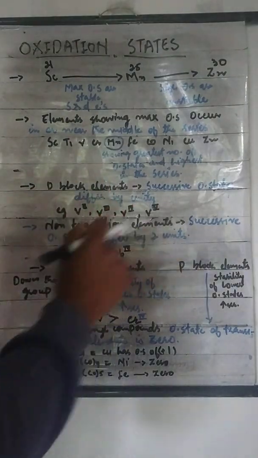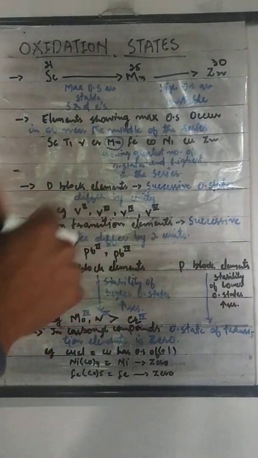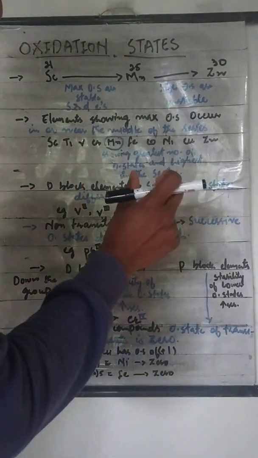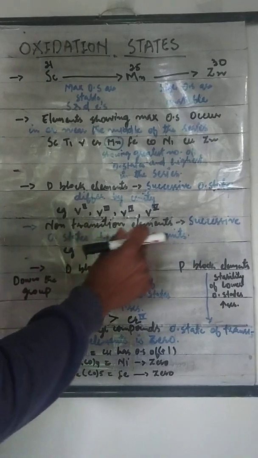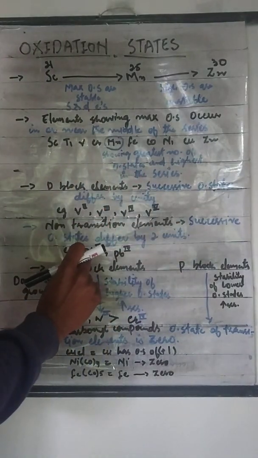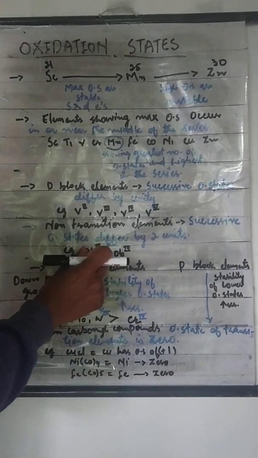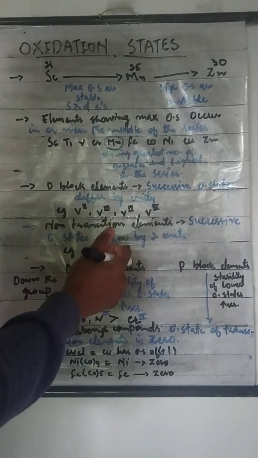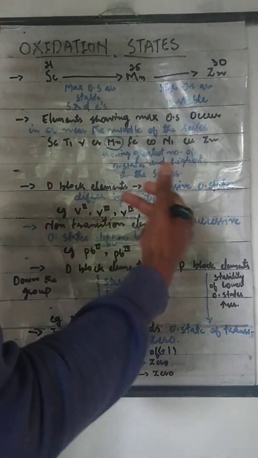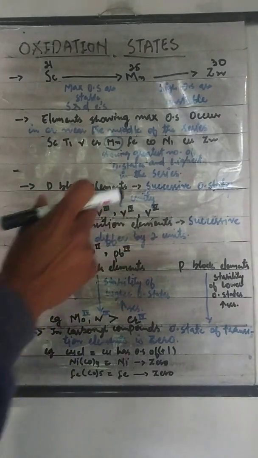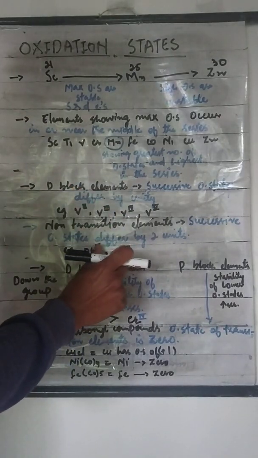But in case of non-transition elements, S block elements and P block elements, the successive oxidation states differ by 2 units. For example, I have taken an example of lead. In some compounds lead shows +2 oxidation state, and in more compounds lead shows +4 oxidation state. And these 2 oxidation states differ by 2 units.